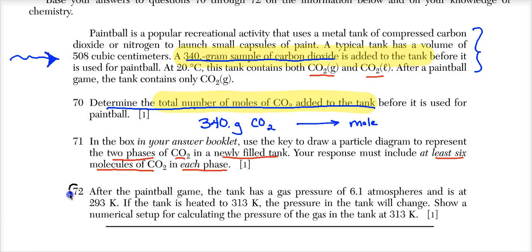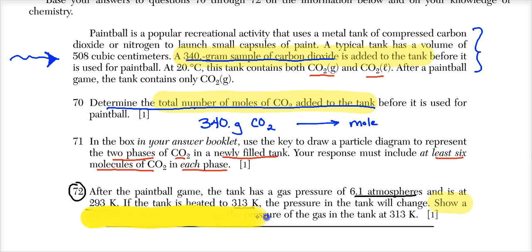Number 72. After the paintball game, the tank has a pressure of 6.1 atmospheres and is at 293 Kelvin. If the tank is heated to 313 Kelvin, the pressure of the tank will change. Show a numerical setup. They just want you to set this up. Show a numerical setup for calculating the pressure of the gas at the new temperature, 313. This is a gas law question, okay? It's just a gas law question. And again, something you've seen before and something we can handle.